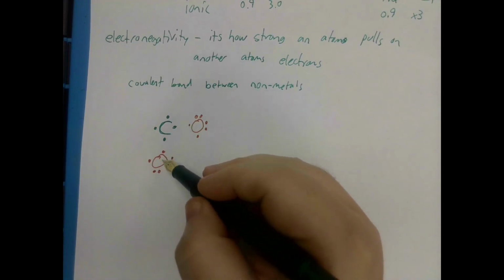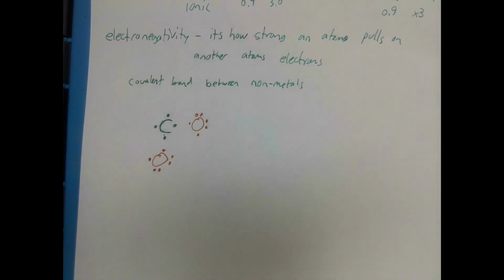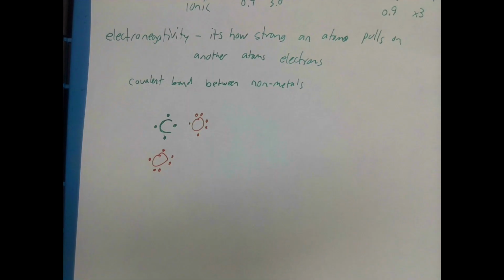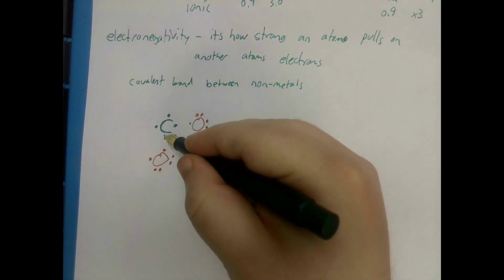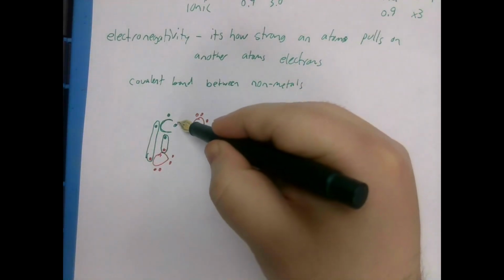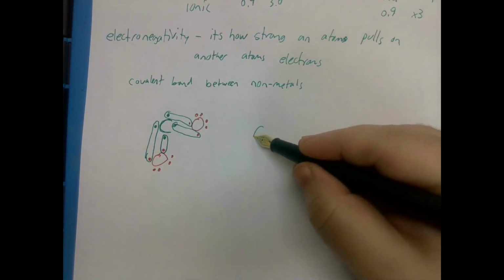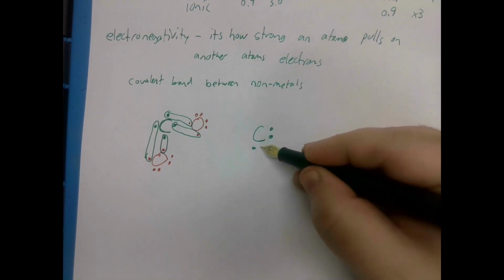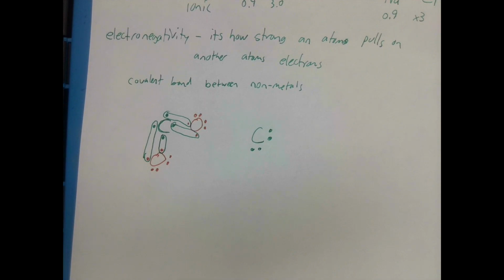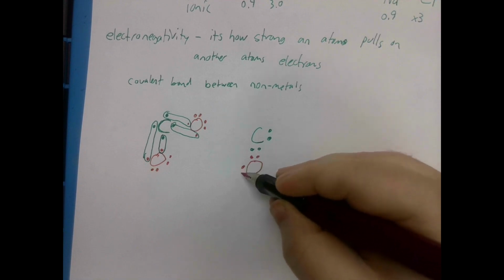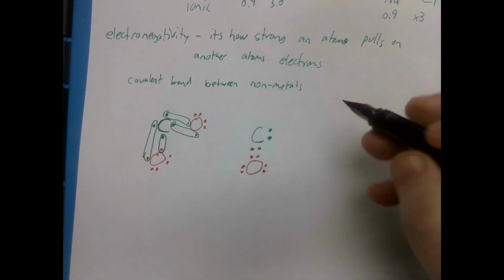So oxygen wants 2 of these electrons, and carbon wants 4, right? So we can pair these off, and we can pair these off. We can pair these 2, and we can pair these 2. So there's a 6 from oxygen.